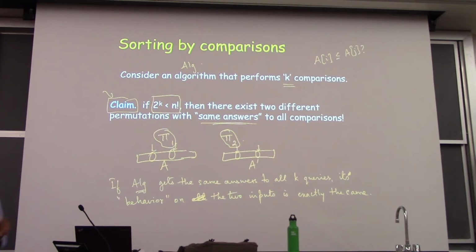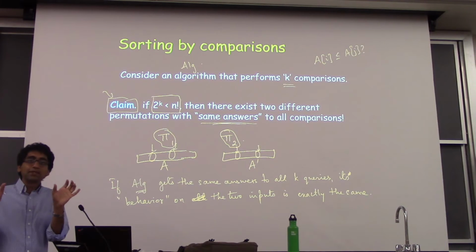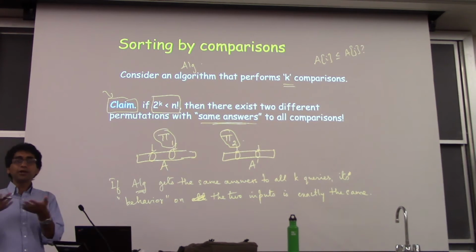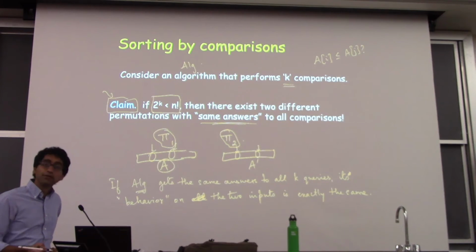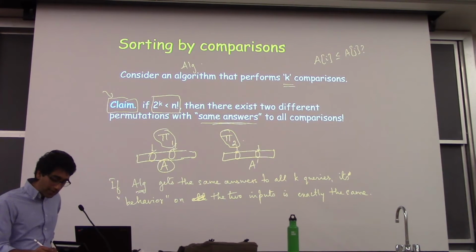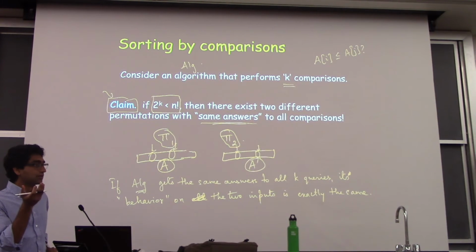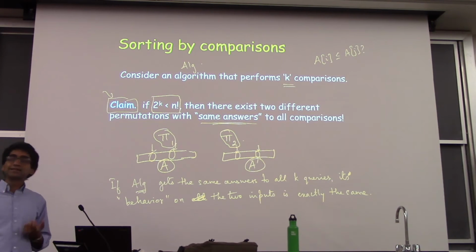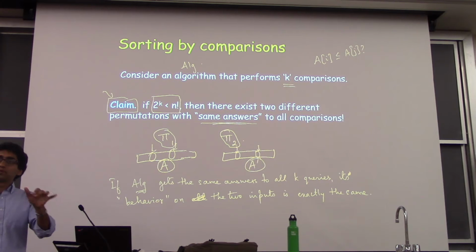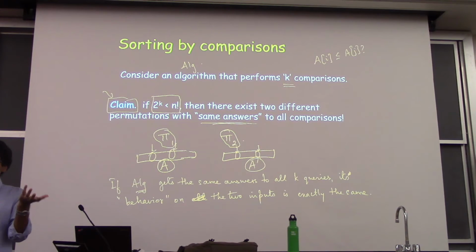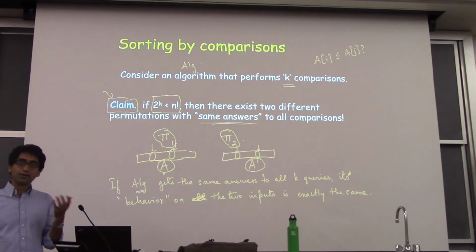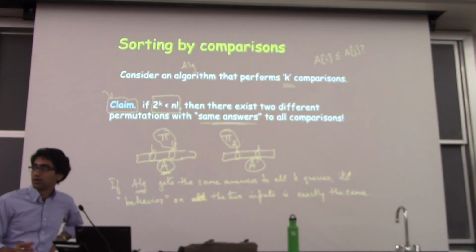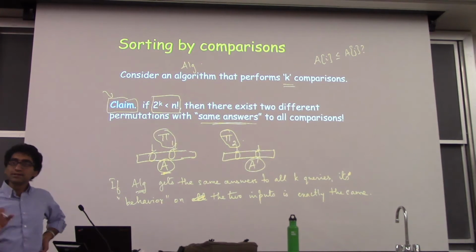And this is it. If it does the same thing with two different inputs, then it has to be wrong on one of them. Let's say it correctly sorts A. Then it will sort A prime in the same way that it sorted A. But both these answers cannot be correct, because A and A prime are two sets of n different numbers in different orders. So if it produces the same sorting for both of them, at least one has to be wrong. Is this argument clear?